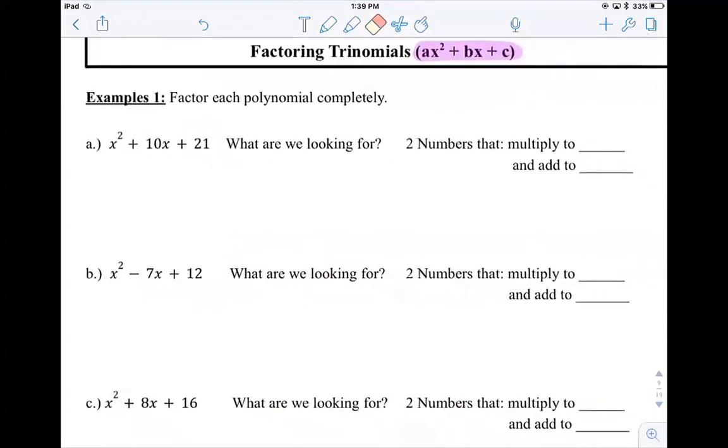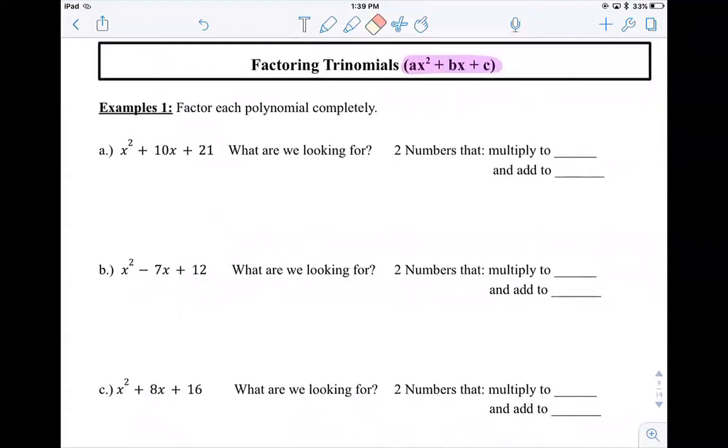So looking at number 1a, we're given x squared plus 10x plus 21. And it says, what are we looking for? So what we're doing is we want two numbers that multiply to give us this last digit, which is 21. And we want two numbers that add to give us the middle term, which is 10.